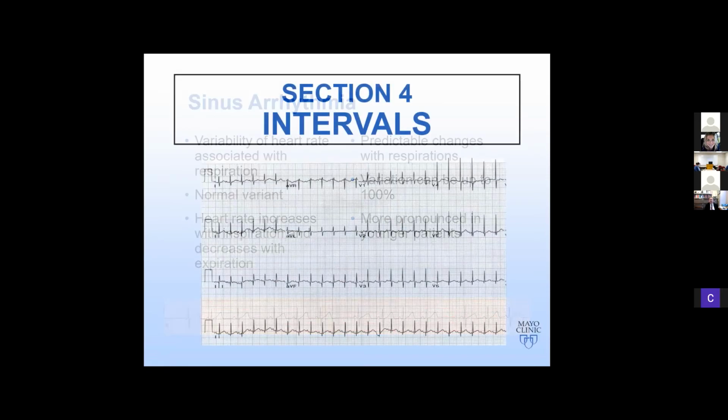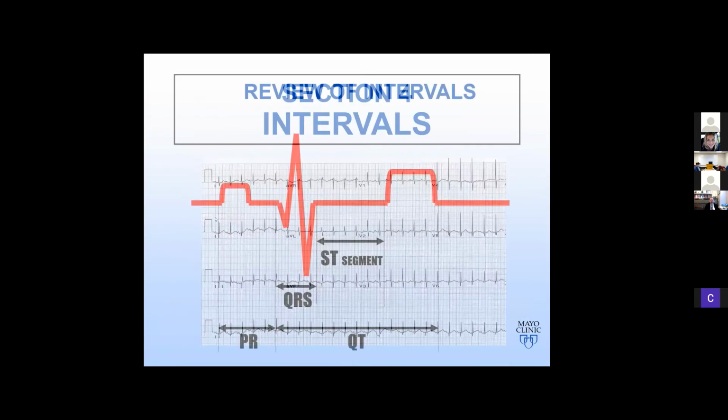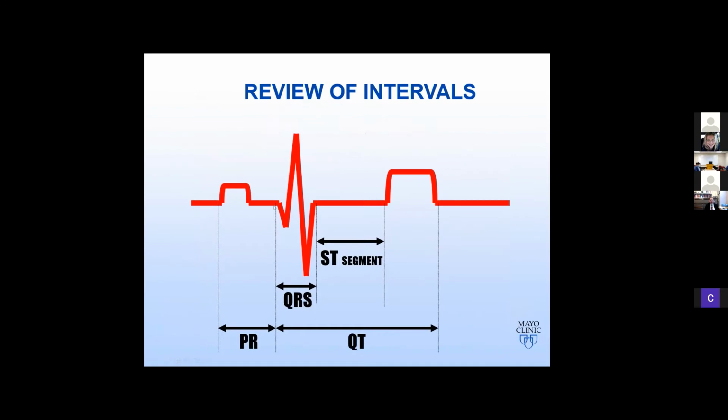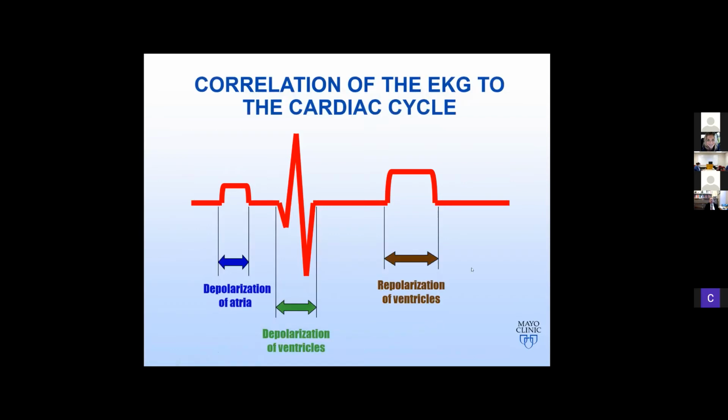So now we're going to take a look at intervals, okay? So basically the intervals on an ECG: from the start of the P wave to the start of the QRS is the PR interval. And there's the QRS duration. The ST segment follows this. And then the QT interval is from the start of the Q wave till the end of the T wave.